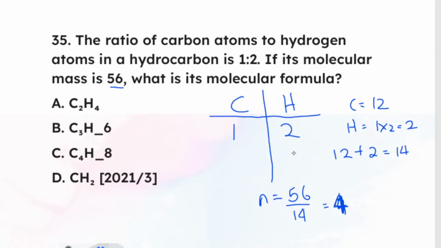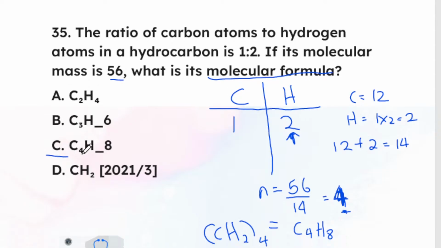So we can easily get our molecular formula. We just have to multiply by the number of moles here. So we have CH2. By the way, I have CH2 because hydrogen has a 2, right? If I multiply that by 4, you are going to have C4H8, because 4 times 2 is 8. That looks like option C.